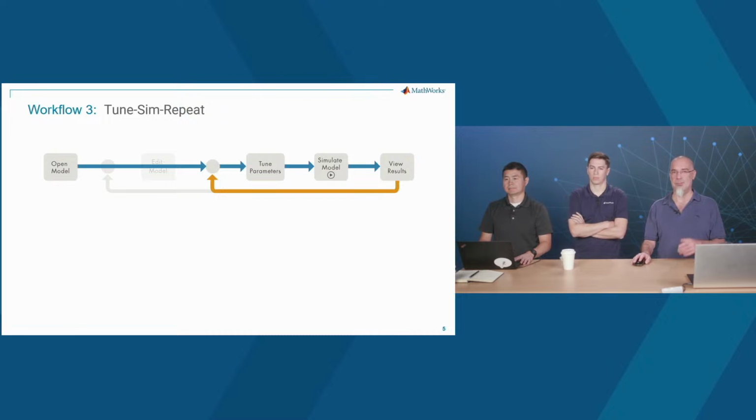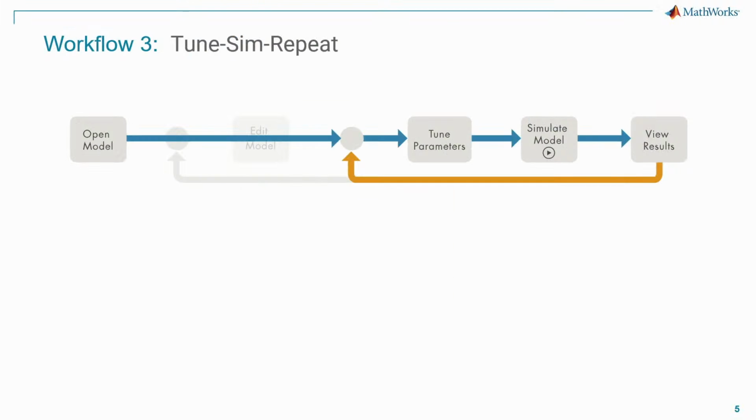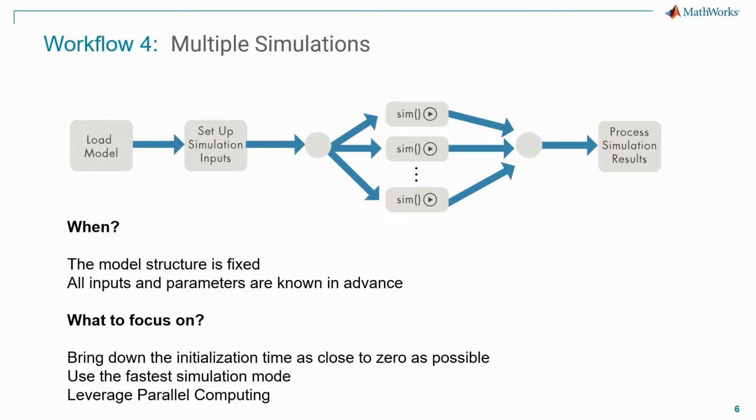Third workflow, tune, sim, repeat. In that case, the model does not change structurally. What you do is set some parameter values, simulate, see what's the impact on the result, change the values, simulate again, and so on. In that case, you really want to bring down the initialization to close to 0 as much as possible. Our last workflow, multiple simulations. In that case, you know everything in advance. You can set up everything in advance and fire a million simulations at the same time.